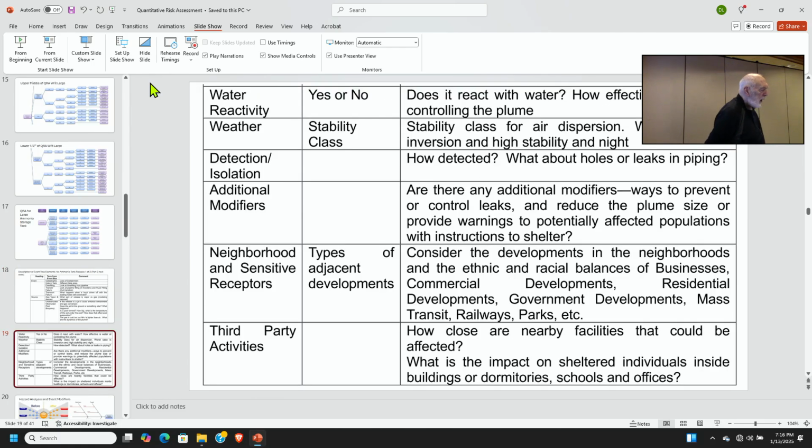Is it water reactive? What's the stability class? In other words, how much mixing do you get, vertical mixing, as the air moves across the land? Do you have isolation or detection equipment? Is the neighborhood sensitive? Do you have receptors out there, or are the receptors people? Are there third parties that can be helpful or hindrance? All these are questions that need to be really looked at in a good QRA.